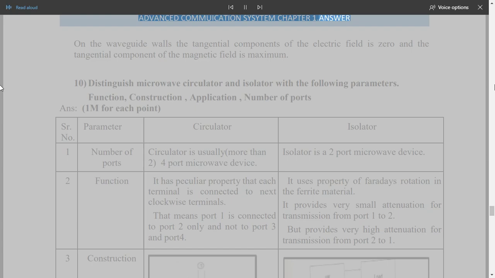On the waveguide walls, the tangential component of the electric field is 0, and the tangential component of the magnetic field is maximum.